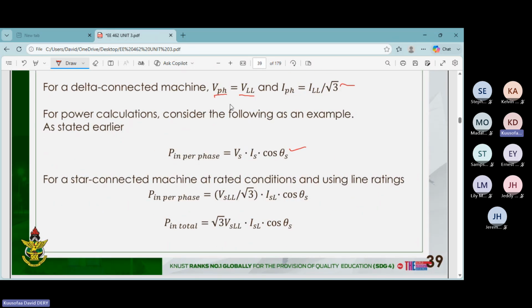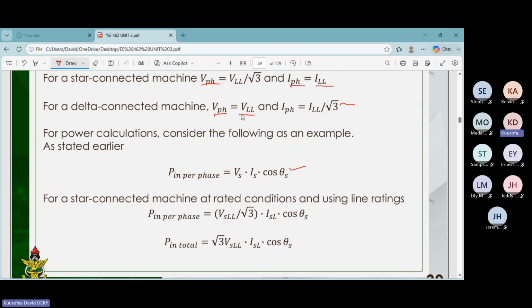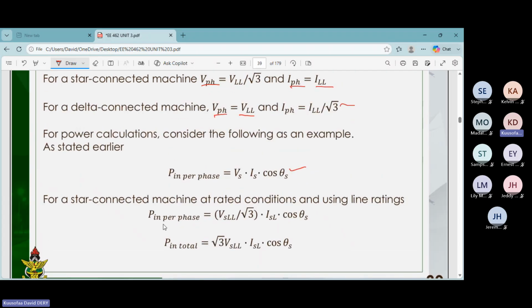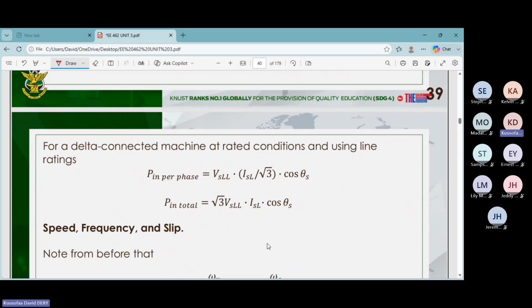So what is the phase voltage? The phase voltage of star is what? Line voltage divided by √3. When you do the substitution and perform your expression, you come up with this, which I believe you also know, right? And if it's delta too, you arrive at the same expression. So I think we are familiar with these ones. The next thing we have to look at is the speed, frequency, and slip.